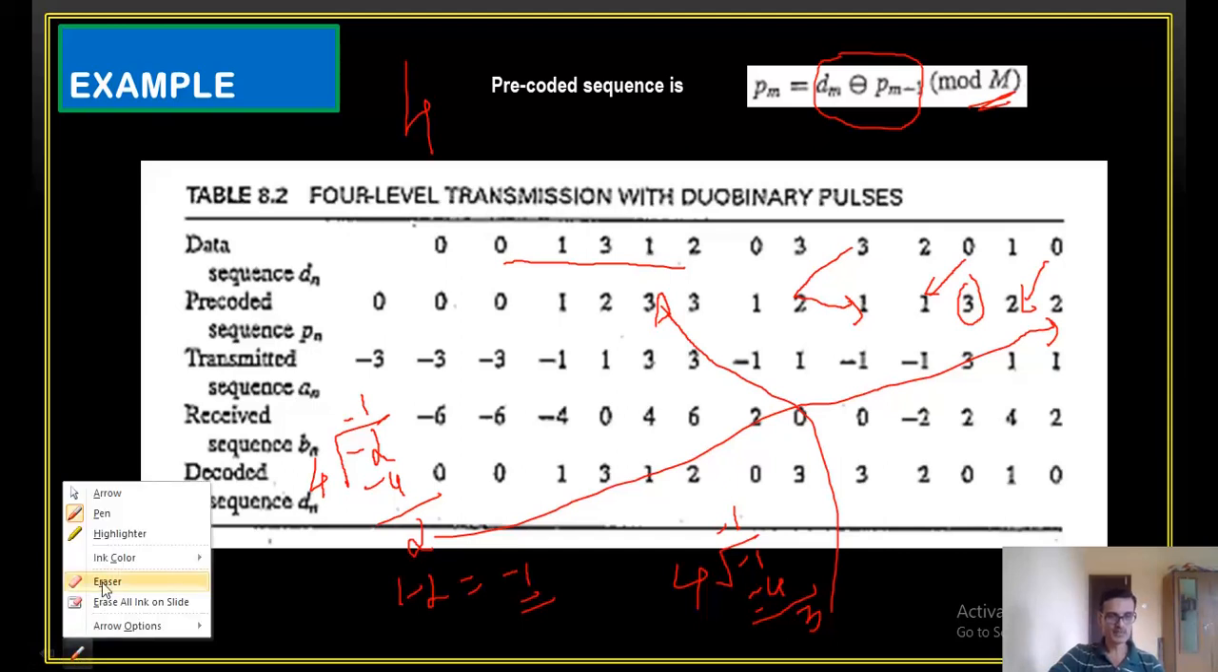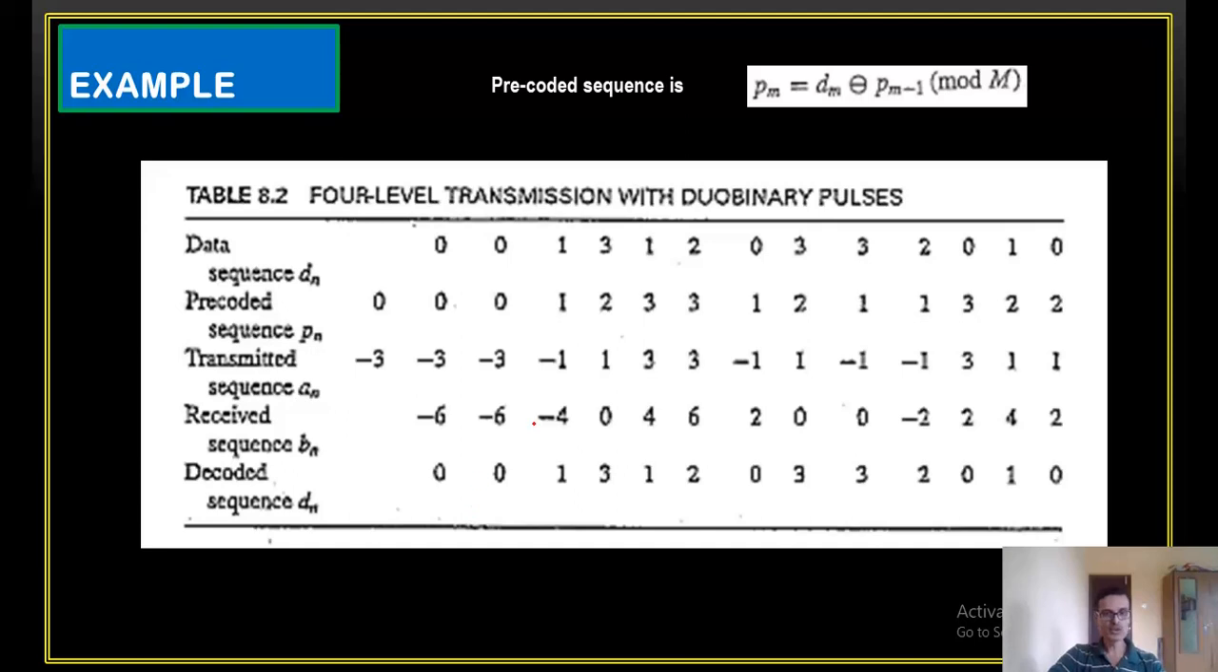Fine, once again, let me erase all the things on the slide. Now, this is the precoded sequence. I have got a precoded sequence here as this. And for 0, 1, 2, 3 we have to assign the voltage levels, like in the binary case we were assigning plus 1 and minus 1. In this case we have to assign 4 different voltage levels. For 0, minus 3 is assigned. For 1, minus 1 is assigned, for 2 it is plus 1, and for 3 it is plus 3. So wherever you have 3 it is assigned plus 3, wherever you have 2 it is assigned plus 1. Just look at this, it is plus 1 here.